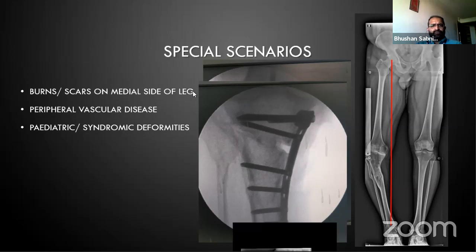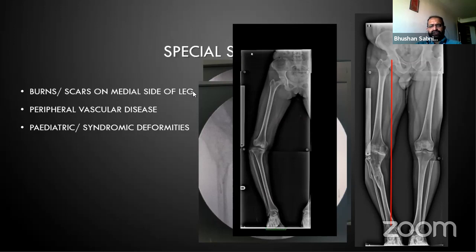Of course, for someone like this, a 14-year-old girl, I think she's finished her growth now, but I will not be keen to do an HTO. It will be about 20 millimeter correction in a small 14-year-old girl.